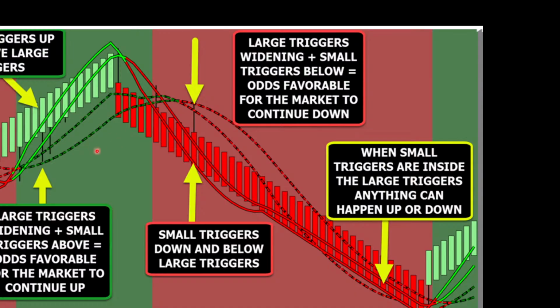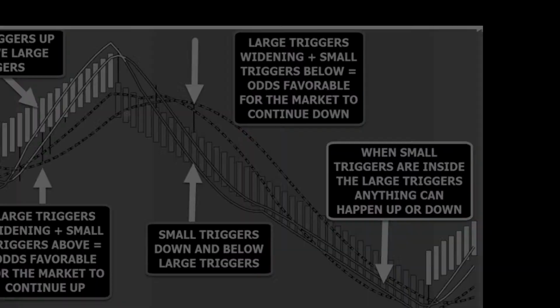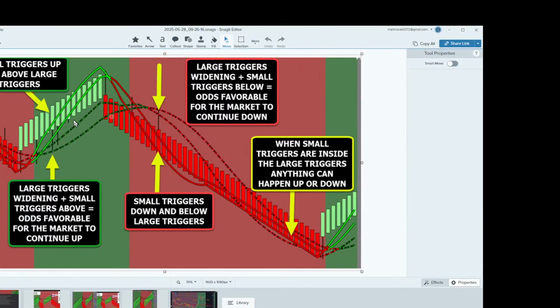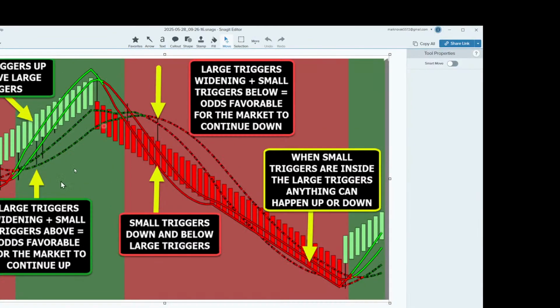What it means to have strong triggers is the same up or down. It means that your small triggers have broken away from the large triggers, that they are wide and angled in the direction of the trend. But the thing that you're looking for to define that strength is the separation between the small and large.